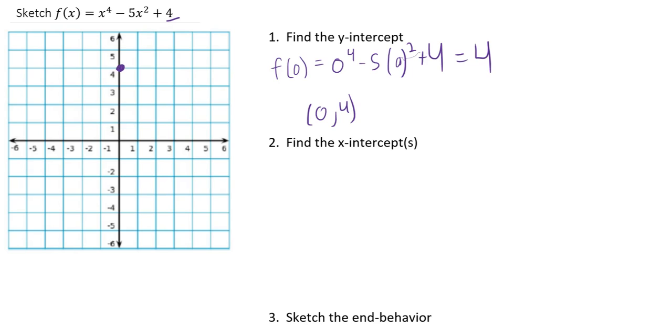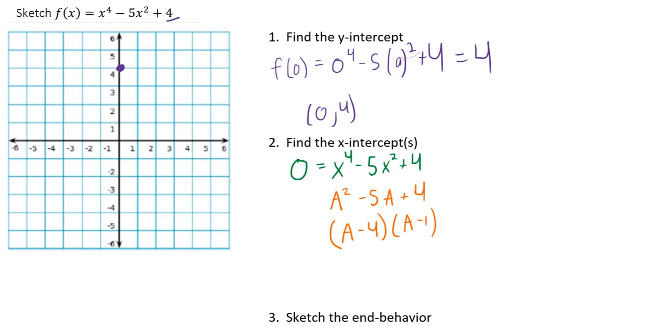Then I find the x-intercepts. That involves finding the zeros of the function. It involves solving this equation. I find zeros by factoring. To factor this, I do a substitution. Because this is in a quadratic form, I factor it by first factoring the corresponding quadratic. This quadratic factors into a minus 4, a minus 1.